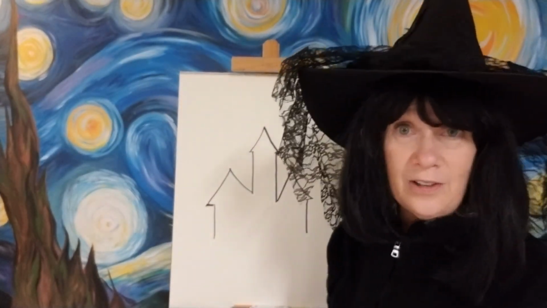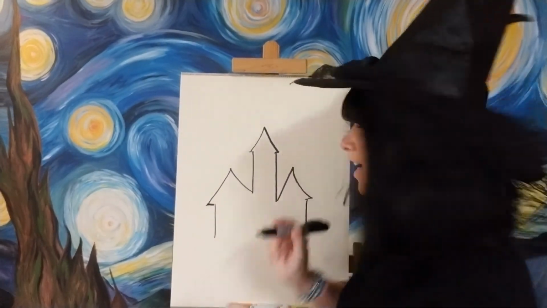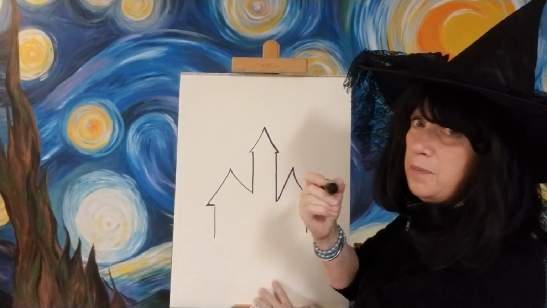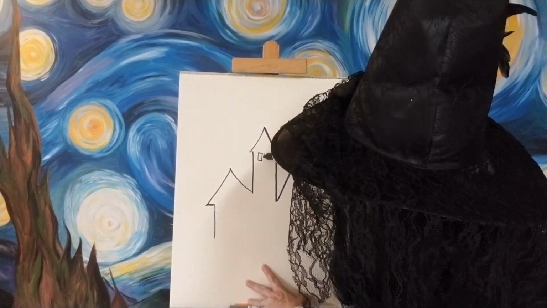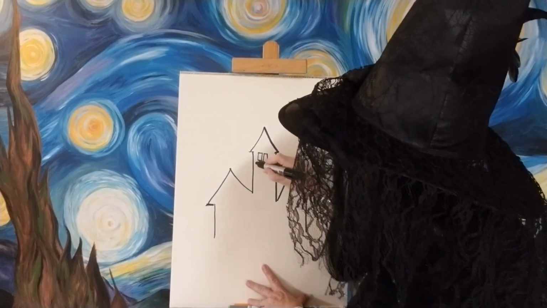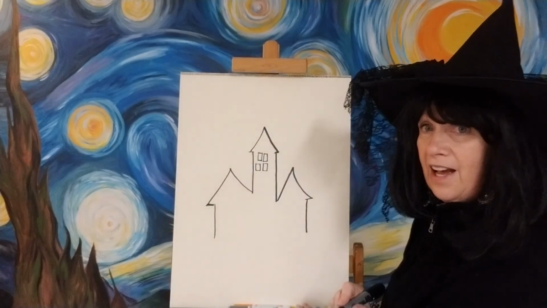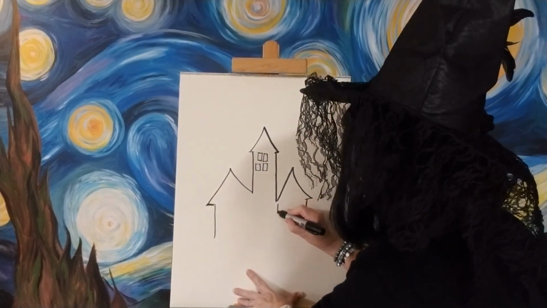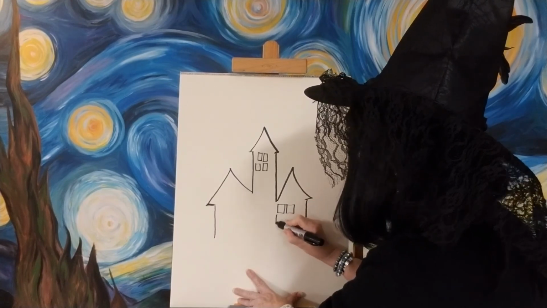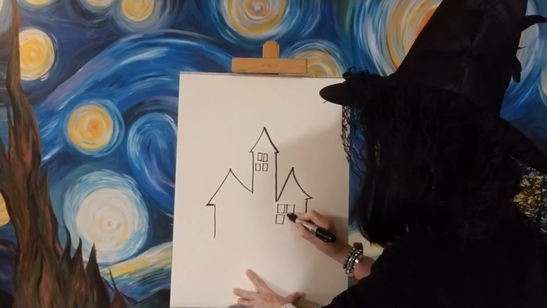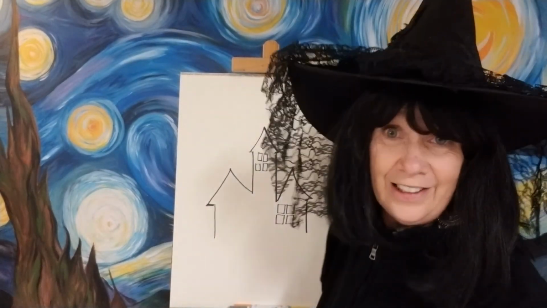Now let's put some windows in it. I'm going to put windows that have 4 little windows together, just like this. And if they're crooked, that's okay because it's a haunted house. So I'm going to put 1, 2, 3, 4, just like that. And then I'm going to put 4 down here, 1, 2, 3, and 4. Boy, when I said it doesn't matter if they're crooked, I wasn't kidding. Mine were a little off there.